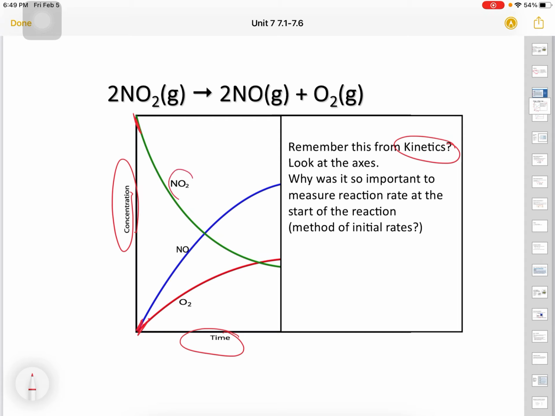And again, remember from kinetics that the differences in the curves are based on the stoichiometry of the substances. So you can see here that the nitrogen monoxide and nitrogen dioxide perfectly mirror one another because they are stoichiometrically equivalent. And the oxygen product increases in concentration half as rapidly as the nitrogen monoxide does because stoichiometrically it is produced at half the quantity.